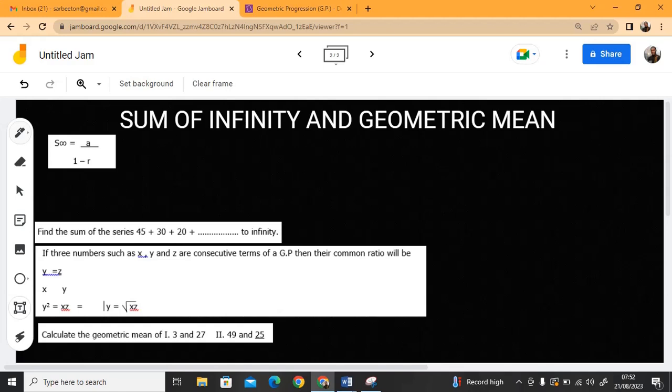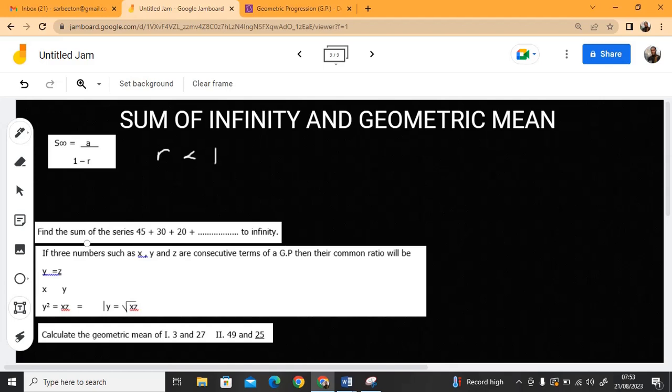Now, this is sum of infinity and geometric mean. Sum of infinity, the formula is very simple. This is the formula. And for sum of infinity, to get the sum of infinity of a value, your r must be less than 1. If your r is greater than 1, it means you can't find the sum of infinity of that particular geometric progression.